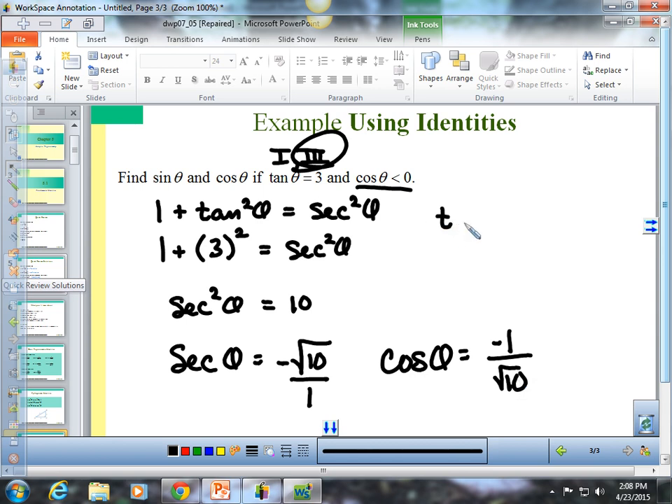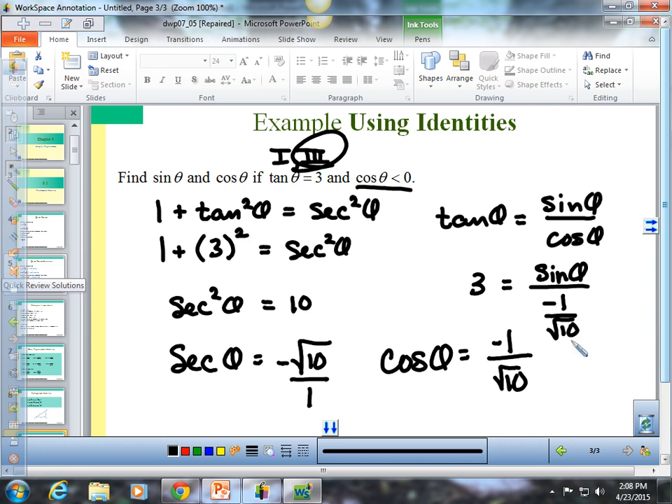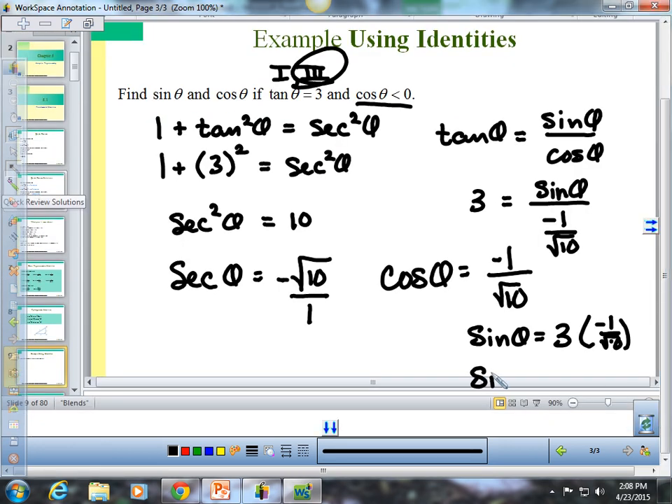Actually, I'm going to use this now. I know that tangent theta is equal to what over what? Sine theta over cosine theta. Do I know what tangent theta is equal to? 3. Do I know what sine theta is? No, we're trying to find that, right? But do we know what cosine theta is? Negative 1 over radical 10, right? So can I undo that to find sine? Yep. How do we undo division? Multiplication, right? So sine theta is going to be equal to 3 times negative 1 over radical 10. So what is sine theta going to be equal to? Careful. Negative 3 over radical 10.